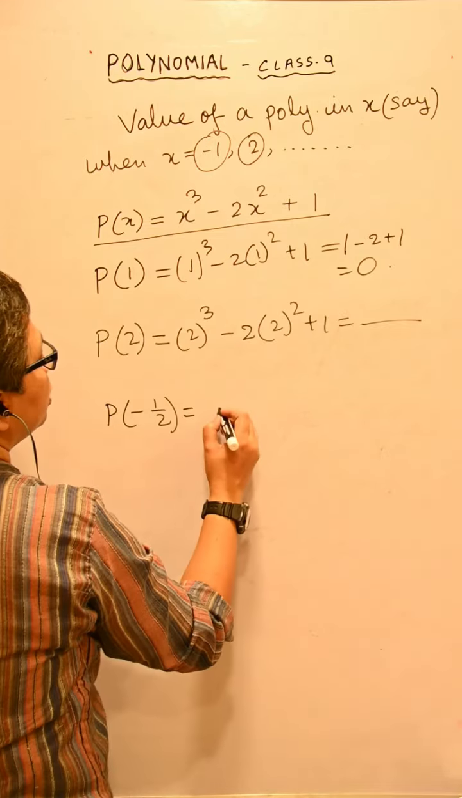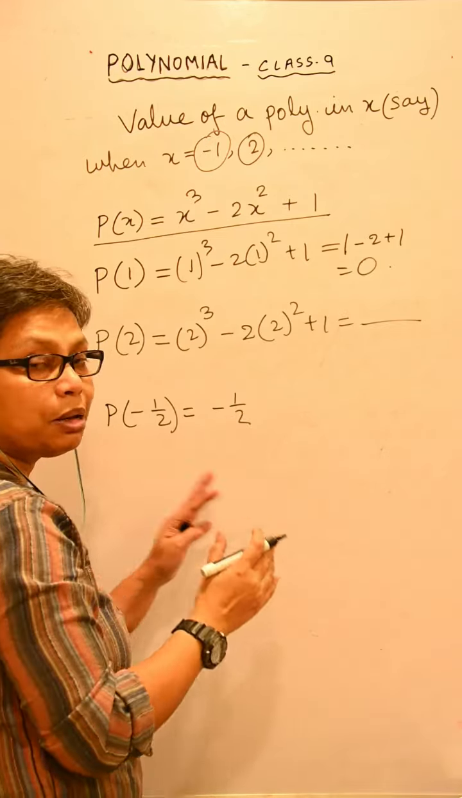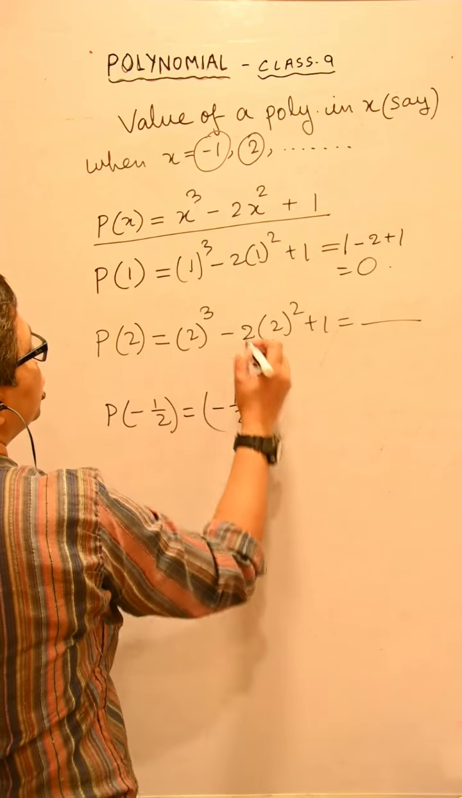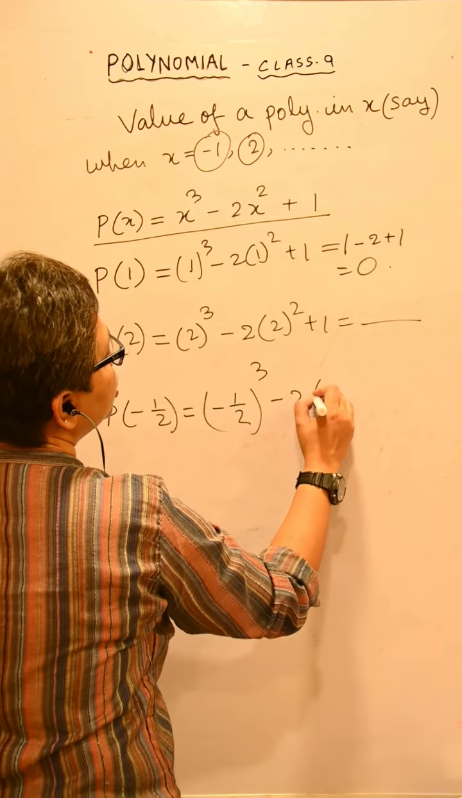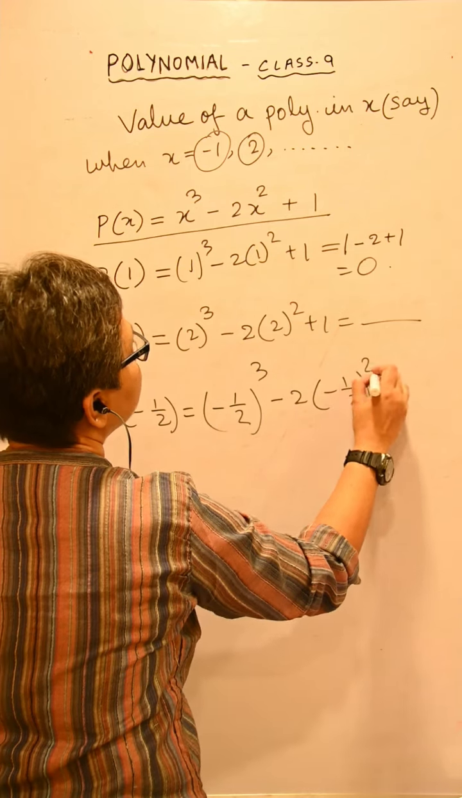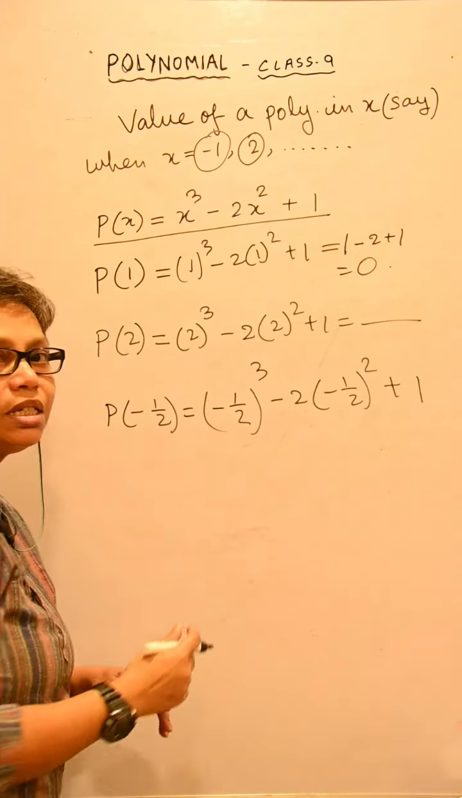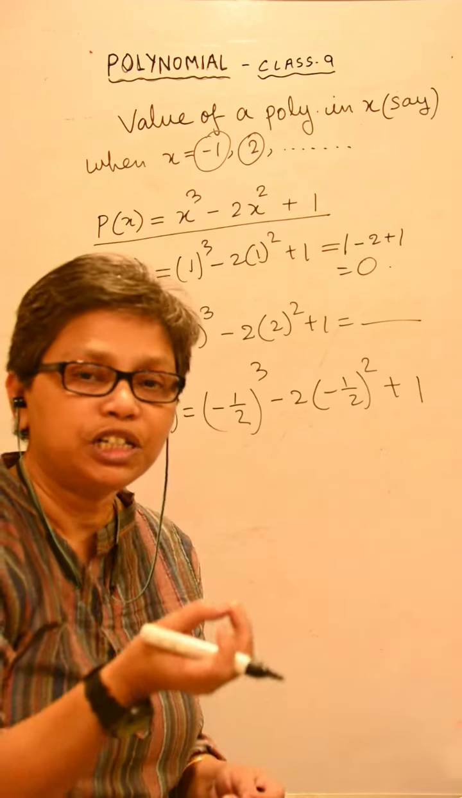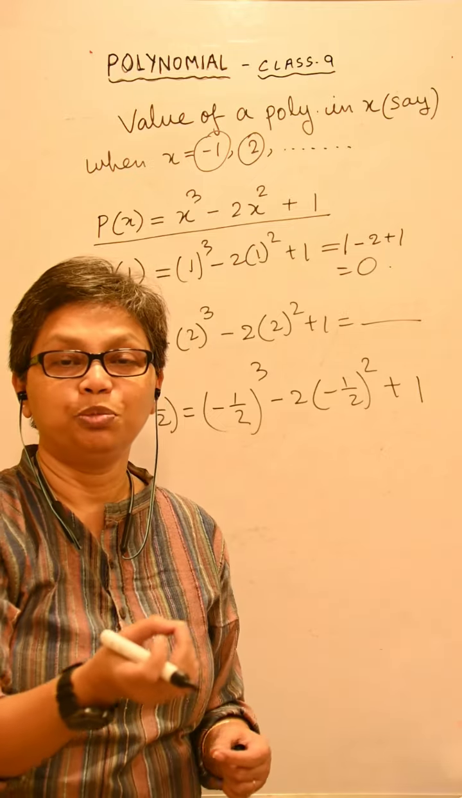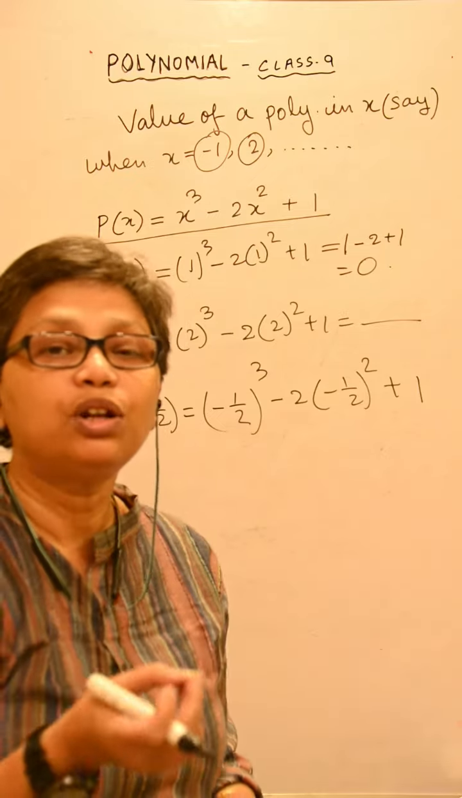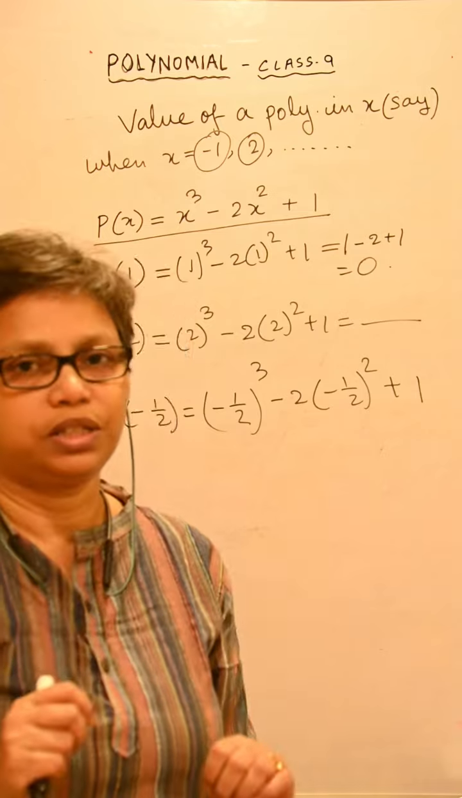So, simply replace x by minus half. So, minus half whole cube minus 2 into minus half whole square plus 1. So, this is how we find definite particular values of a polynomial when a particular value of x is given to us, right?